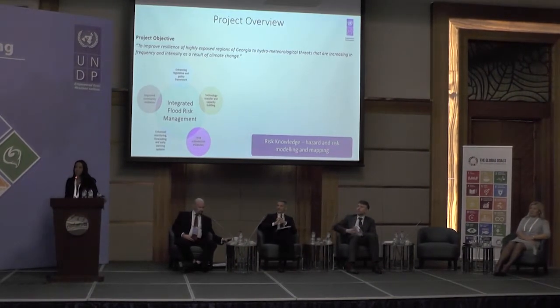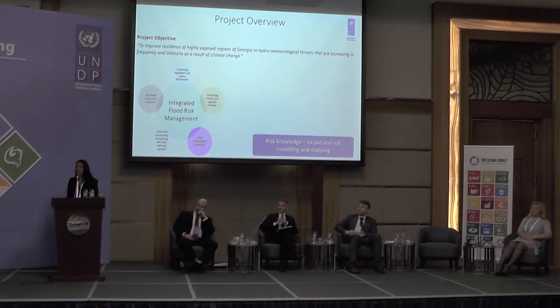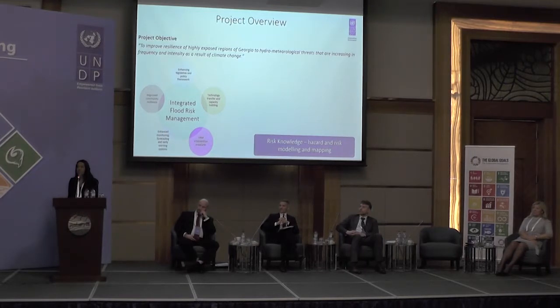So the project's stated objective was to improve the resilience of highly exposed regions of Georgia to hydrometeorological threats that are increasing in intensity and frequency with climate change. And to achieve this objective, we implemented an integrated flood risk management framework, which has 5 main pillars.